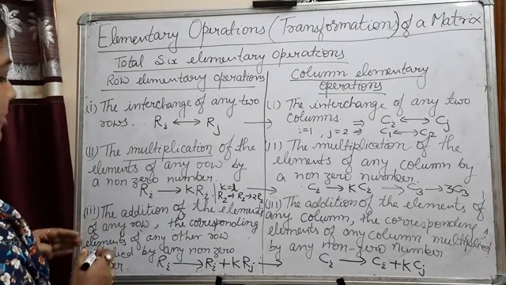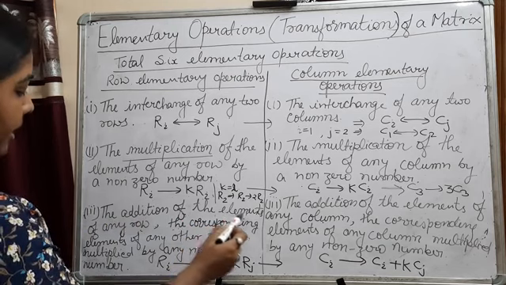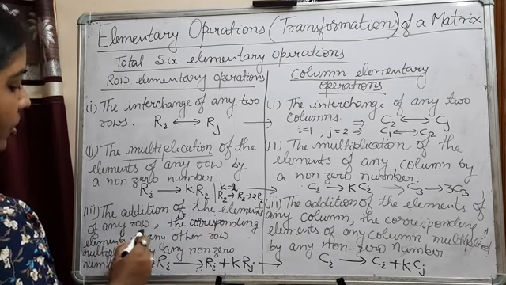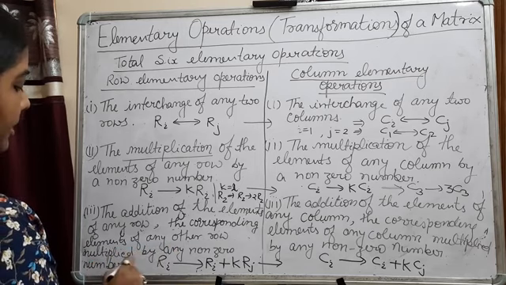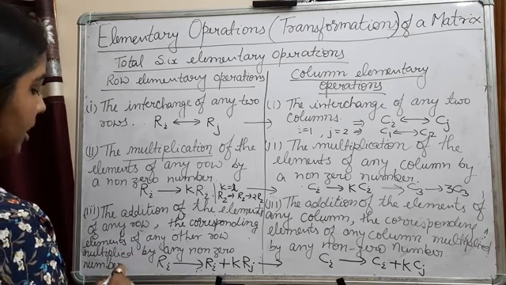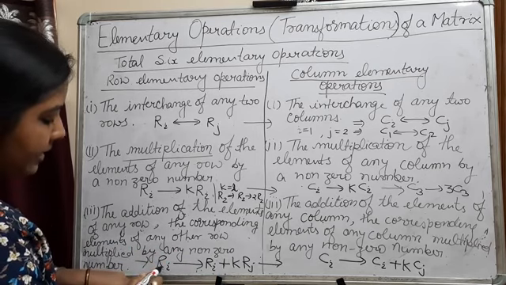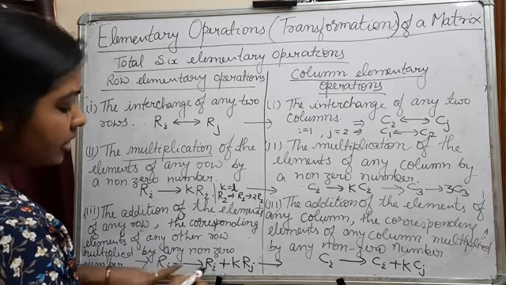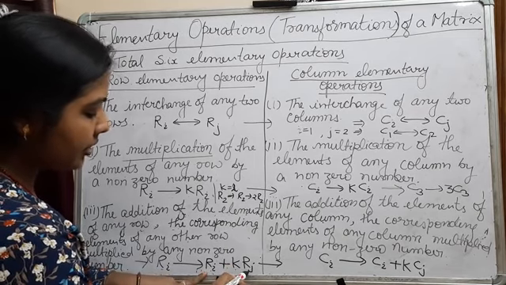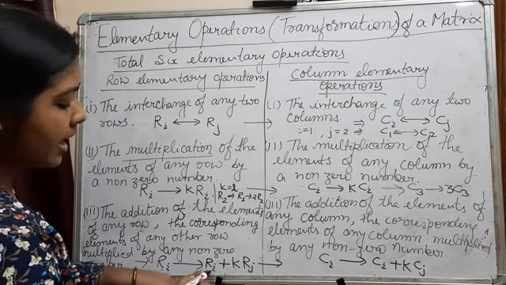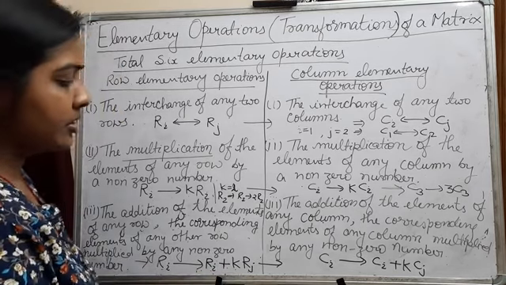The third elementary row operation is the addition to the elements of any row of the corresponding elements of any other row multiplied by a non-zero number. Meaning we can take one row, and this row equals the same row plus a scalar multiple of the other row. Ri tends to Ri plus kRj. We will discuss examples based on this also.